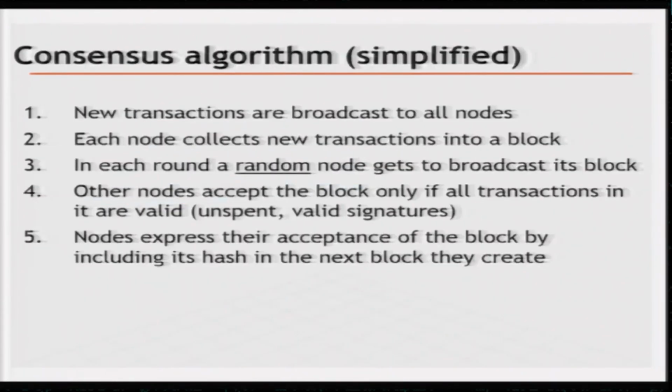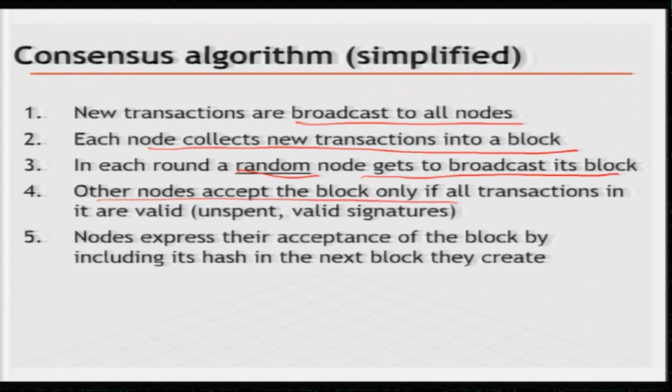So, a simplified form of how this works is that all new transactions are broadcast to all the nodes through the peer to peer network. Each node collects new transactions and decides to create a block, and as we discussed, every node may collect a different set of transactions into a block, and the blocks are fixed size, and in each round a random node gets to broadcast its block. Now, here we are not saying the whole story, because which random node gets to broadcast its block is something that we will leave for later.